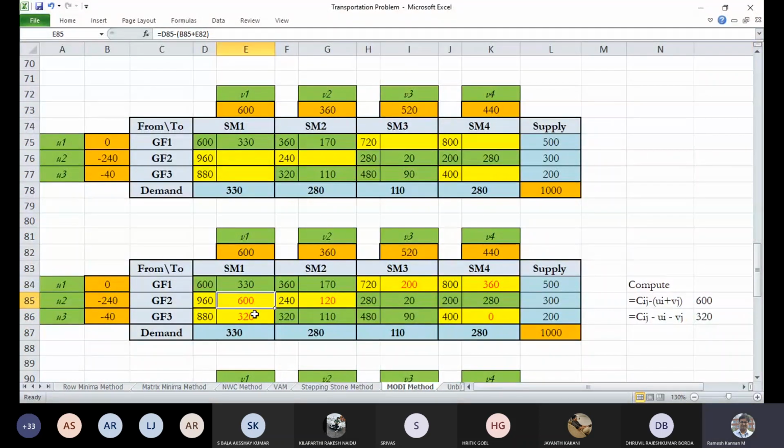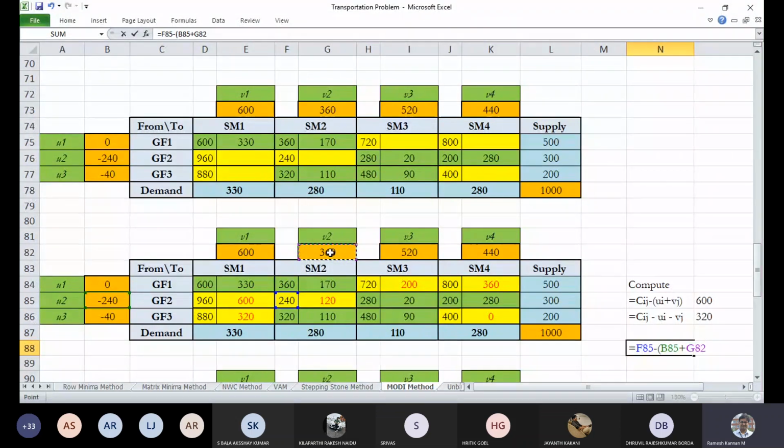And then say randomly we select this. So what is the value of Cij here? It is 240 minus the sum of Ui and Vj. In the last case we took Vj plus Ui, in this case we take Ui plus Vj. Then that will become 120. So this is an allocation, right?